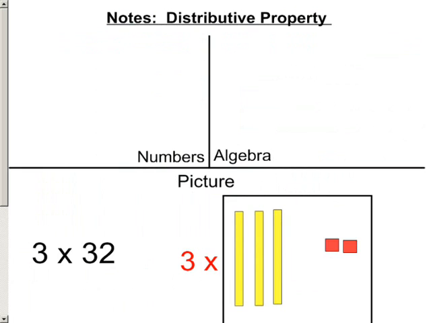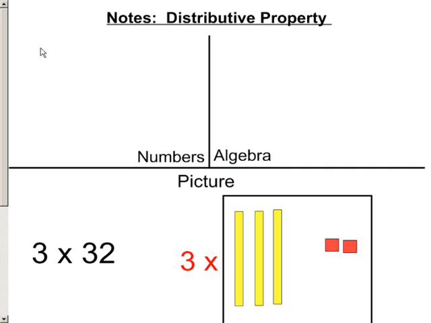Alright, I would like you to copy this in your notes. So split your note section up into 3 parts. Label it Numbers, Algebra, Picture. And here we go. Let's start with a numerical example.